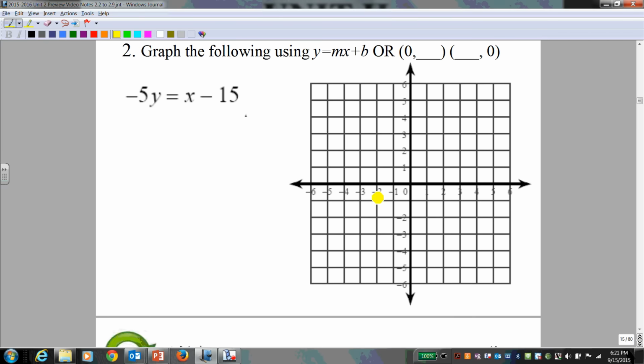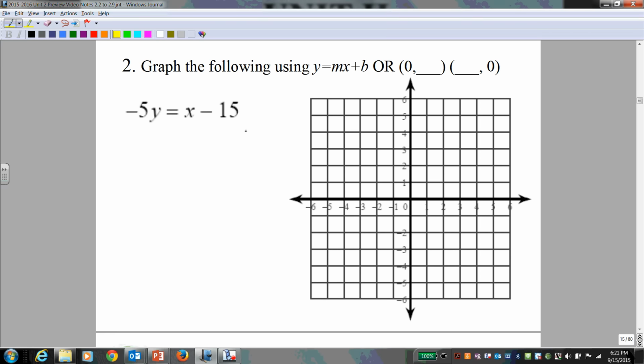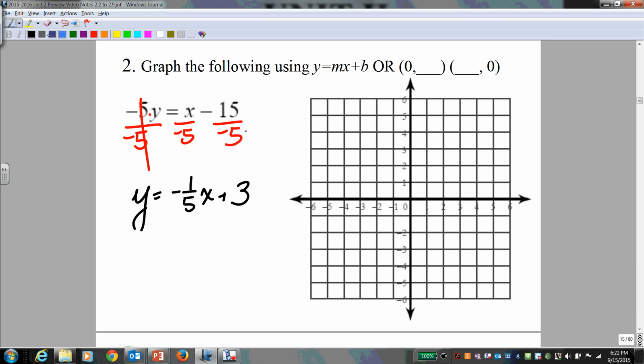And for this one, we're going to graph using intercepts or y equals mx plus b. And this is really simple. We just need to get rid of the date for y. So we're going to divide by -5. So we have y equals -1/5 x, double negative makes a positive 3. So right underneath, we write y equals mx plus b, and our b is positive 3.